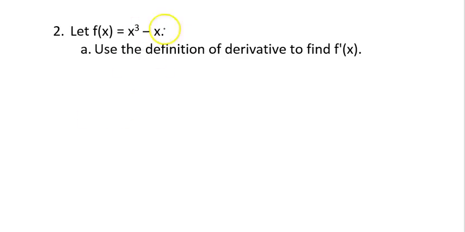Okay, for our second example, I'm going to do something with a little more work to it. So we're using a function that has an x cubed and an x, and we are first going to use that definition of derivative to find f prime of x. And so I need to start with that limit as h approaches 0. Then f of x plus h means I need to put x plus h in for both of these x's.